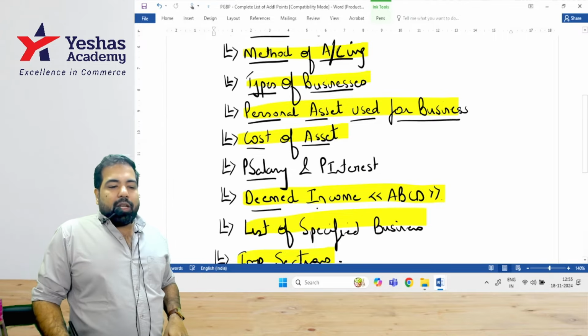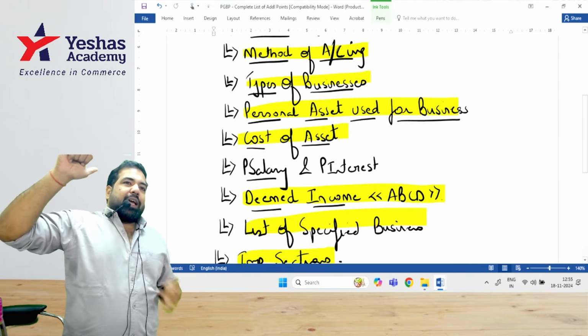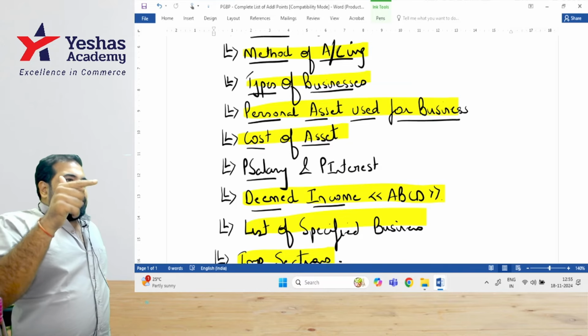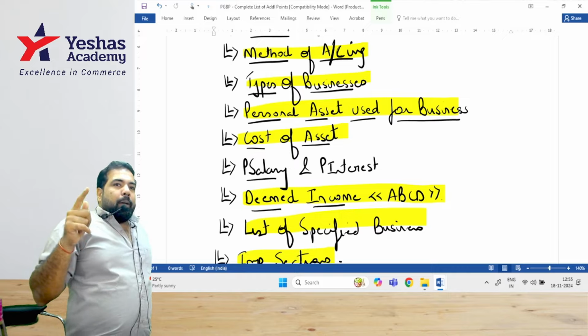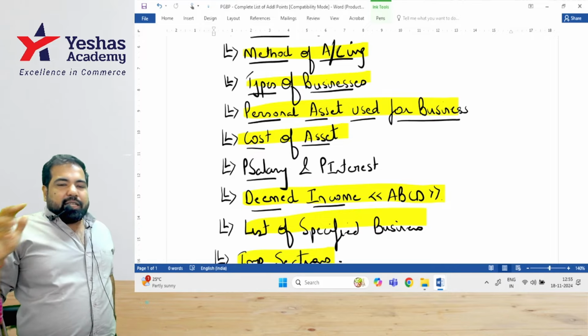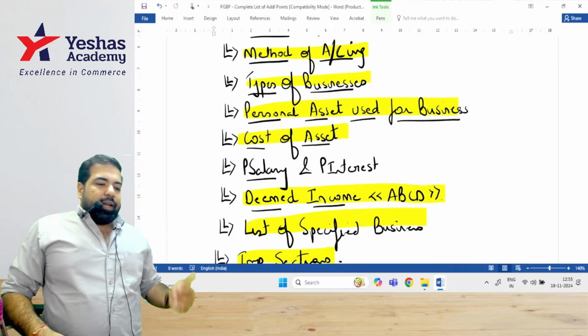Next, guys, deemed income. There are how many deemed incomes, guys? 4. A, B, C, D. Guys, A is asset. Any scientific research asset, if I sell, then it will be reversed. Yes, B, balancing charge. C, cancellation of any liability, and D, bad debt recovery. Guys, these four are indirect incomes.